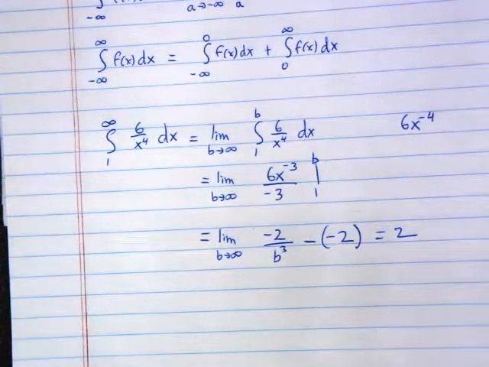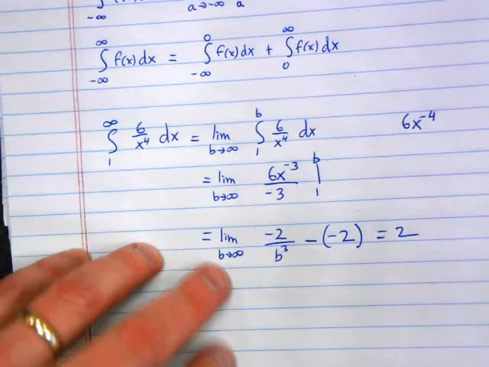So we didn't need L'Hopital's rule for that one. That was a real easy one. But there's an example of an improper integral which actually converges. Questions on that? Okay.